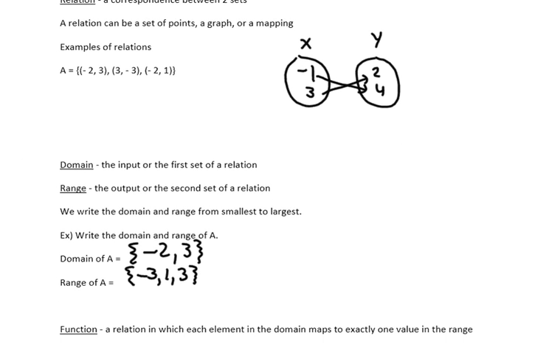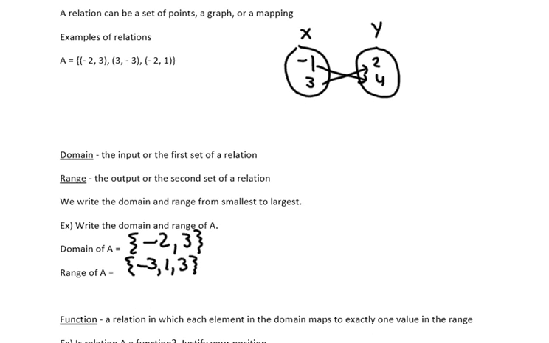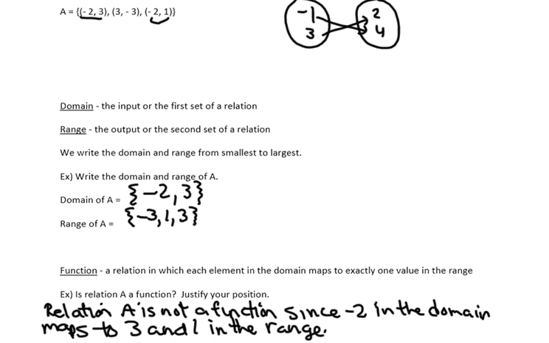Now, a function is a relation in which each element of the domain maps to exactly one value in the range. So we want to know if relation A is a function. Well, let's take a look at relation A. We notice -2 maps to 3 and -2 maps to 1. Since we have a domain value that is mapping to two different range values, this is not a function. So what am I going to write? Relation A is not a function since -2 in the domain maps to 3 and 1 in the range.